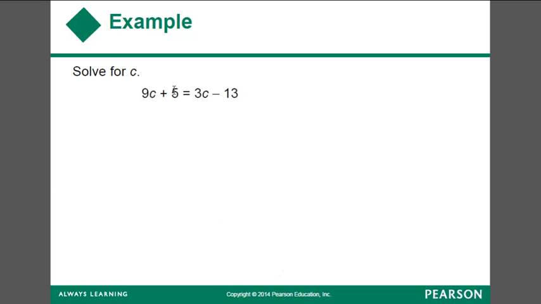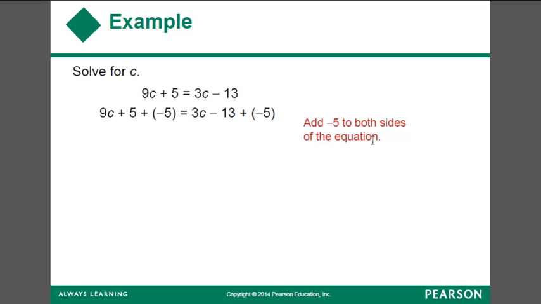But I also notice that I've got a plus 5 on the left-hand side. So I can start this off one of two ways. I'm going to go ahead and add the opposite of positive 5, which is a negative 5, to both sides. This way it will leave me only with a 9c on the left-hand side. And I combine my negative 13 plus my negative 5, leaving me with a negative 18. So now I have 9c is equal to 3c minus 18.